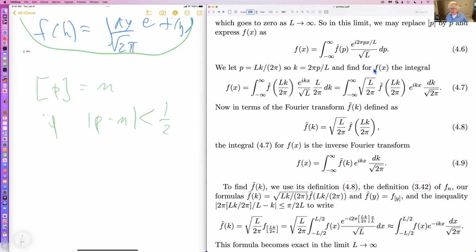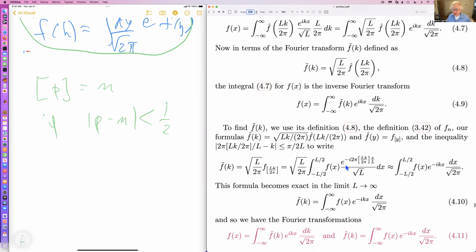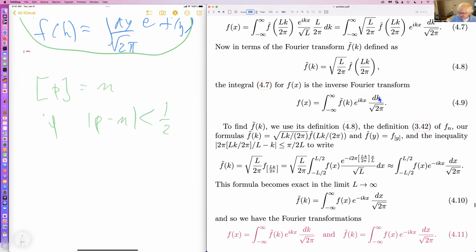So now we just redefine this thing. Square root of L over 2 pi f hat of Lk over 2 pi. We say, well, that's our new function, f tilde of k. And so now we have expressed f of x as the integral of f tilde of k e to the ikx dk over root 2 pi. So that's a derivation of the Fourier transform. Now we have to trace back through this chain of definitions, each one simple, but when you put them all together, they become confusing, at least in my mind.